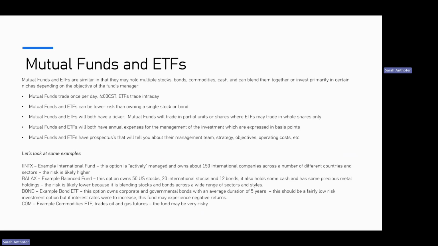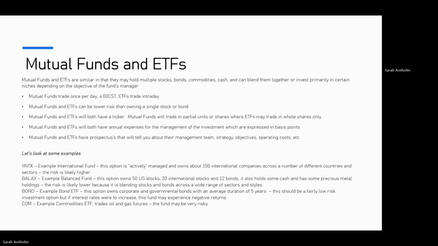Mutual funds will trade in partial units or shares, whereas ETFs will only trade in whole shares. So ETFs, again, like stock, are going to do the same thing. They're only going to trade in whole shares. I can't buy partial shares of stocks. I can't buy partial shares of an ETF. I've got to buy whole shares. But with mutual funds, I can say, give me $100, and however many shares of that I buy is however many I buy.